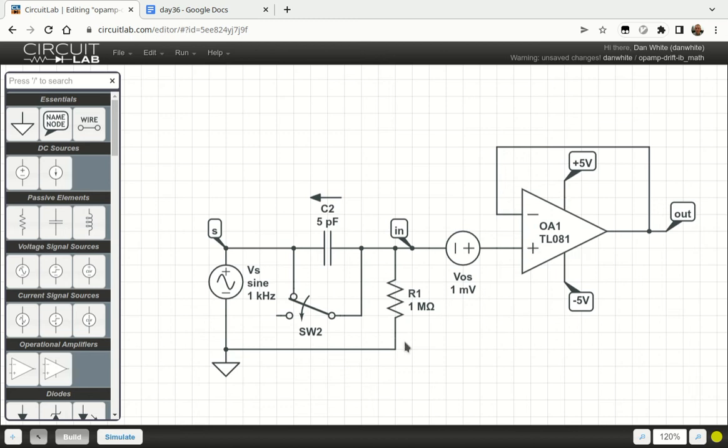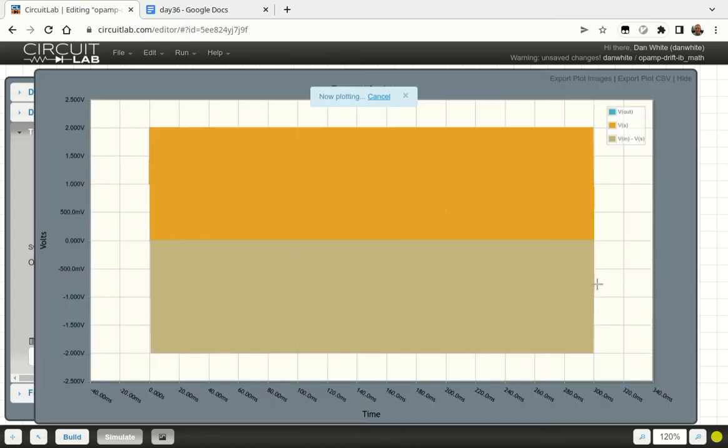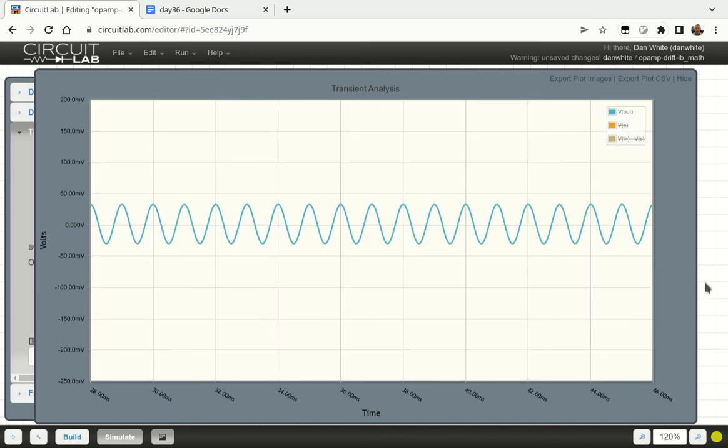This is 50 picoamps. 50 picoamps flowing through 1 megaohm. That's 10 to the 6, and 10 to the minus 12 for pico, so this is 50 microvolts right here. Okay, let's try this out, simulate, see what we get. I'm waiting. I don't like to wait. Vout. Where is Vout? Why is it so small? Why is it so small?